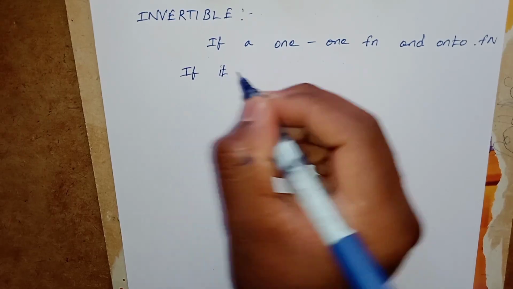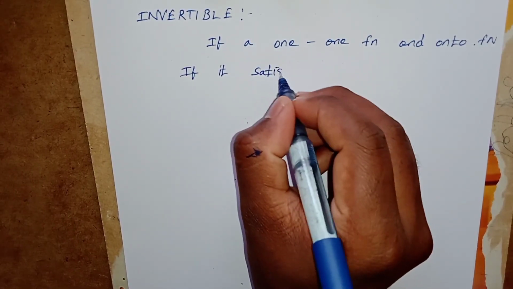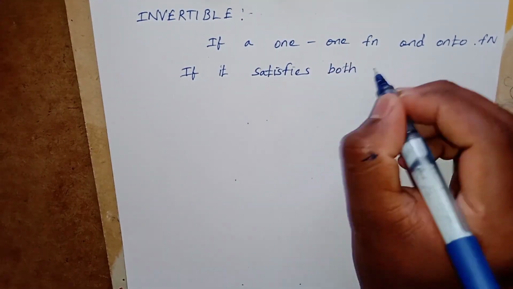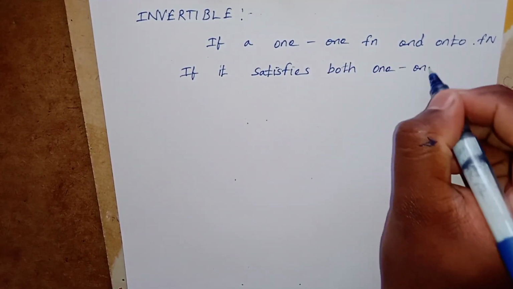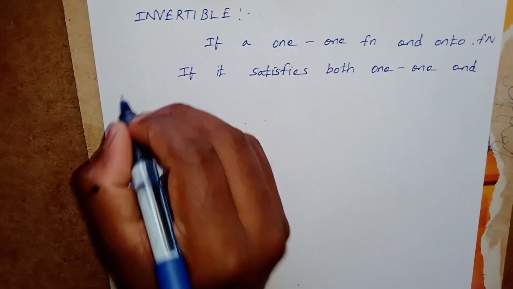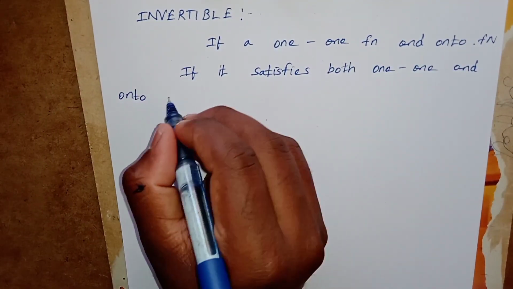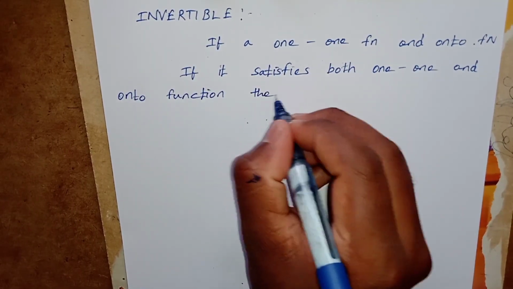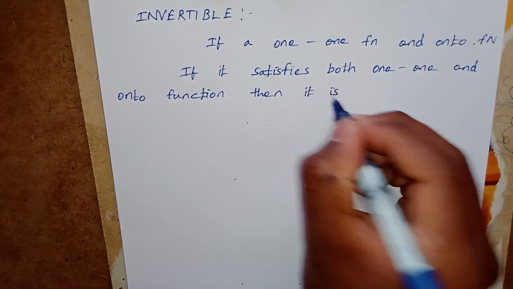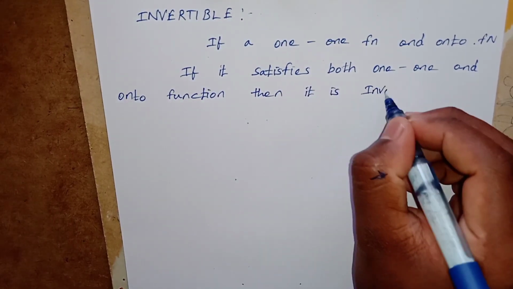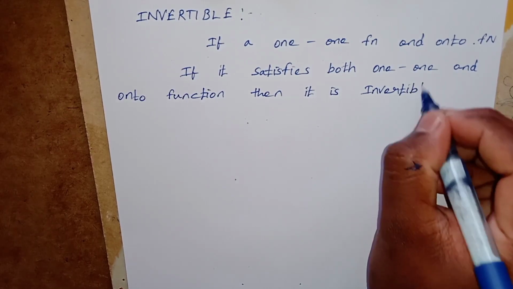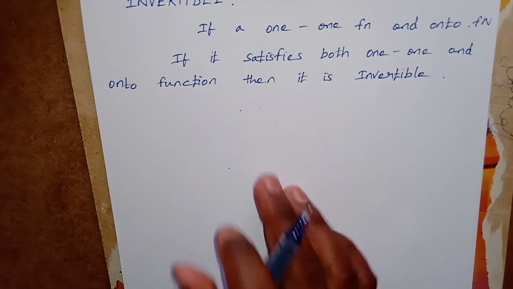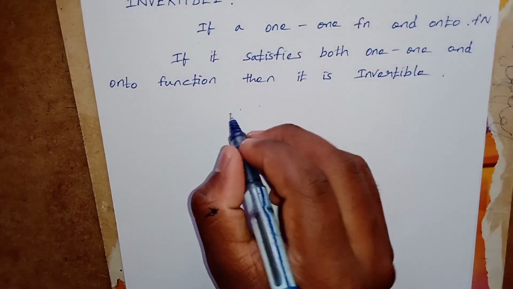If it satisfies both one-one and onto function, then it is invertible. Okay, let us see some examples.